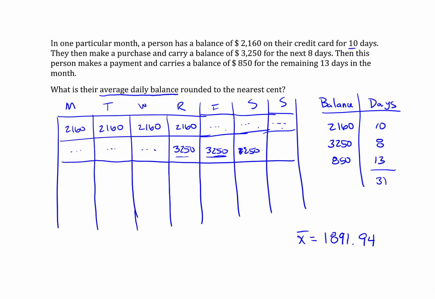Which should make sense, because if you look at these individual balances, the average should be somewhere in the range of those balances. So it needs to be somewhere bigger than 850, but smaller than 3,250. And that certainly is the case. So you can use that at least as an estimate for your mean. Your mean has to be somewhere inside the range of your data set.